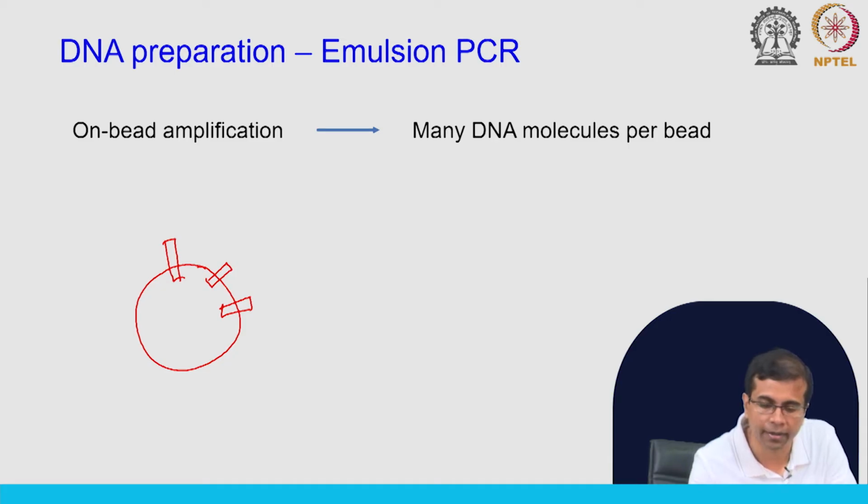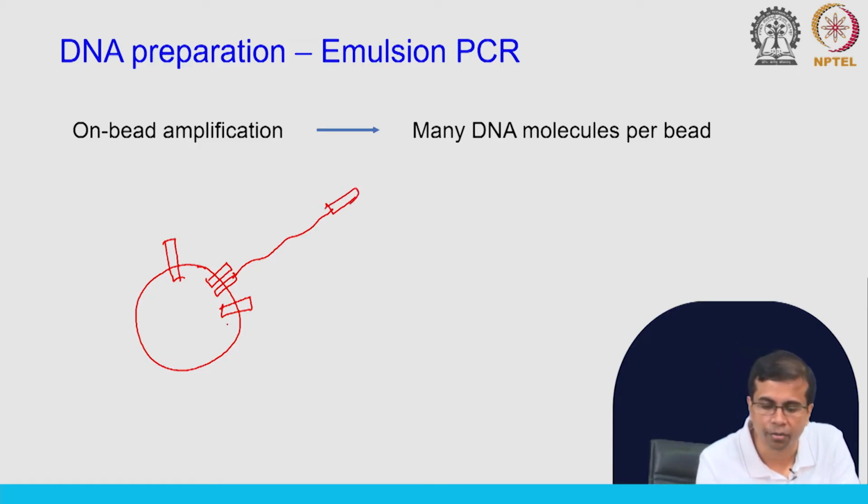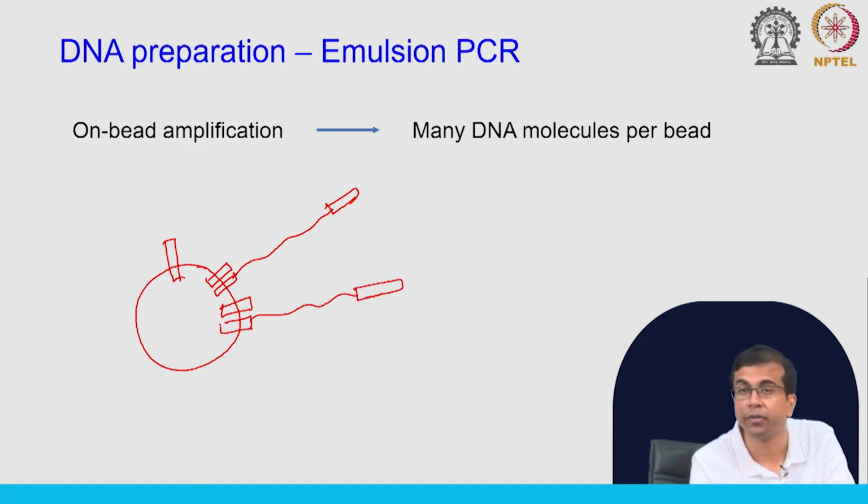Okay. So, what will happen is that some of these DNA molecules will come, right, and bind. So, one adapter will be complementary, right. So, they will form this double stranded part. Okay. Now, once this is done, what you can do is you can then synthesize, right.